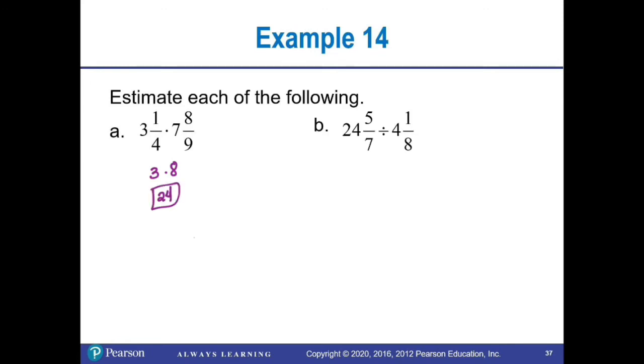In part B, I see I have 24 and 5/7 divided by 4 and 1/8. I want to round to numbers that divide easily. So I'm going to round 24 and 5/7 to 24. Round 4 and 1/8 to 4, and 24 divided by 4 is 6.